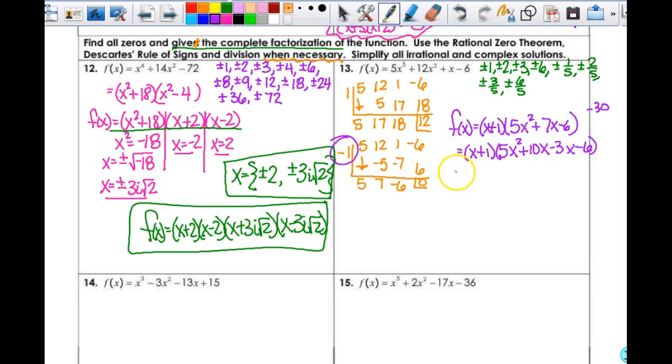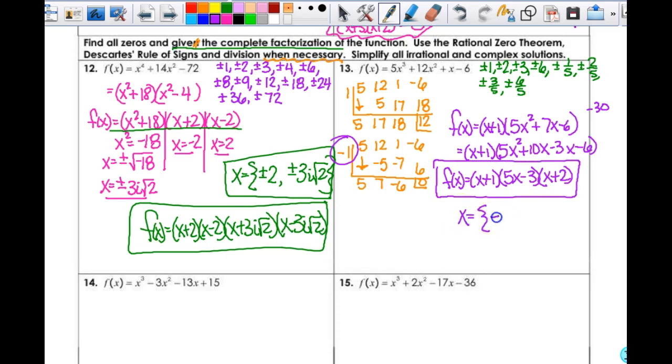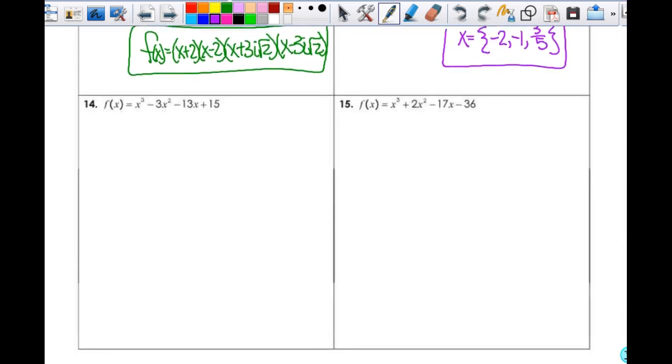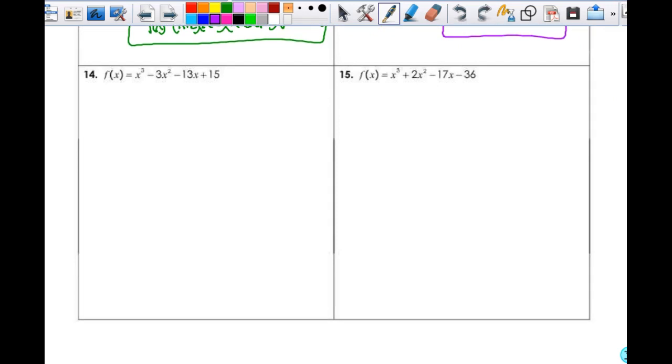Do my thing by, give me x plus 1, minus 3, and then that would leave me with x plus 2. You might need to do an extra step in there for grouping, and that's fine. I'm just not going to do that. So this is my factored form, completely factored form, and then my zeros are going to be negative 2, negative 1, and 3/5. And there you go. Okay, 14.